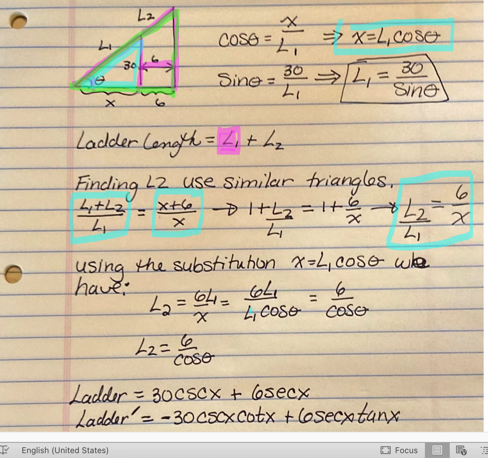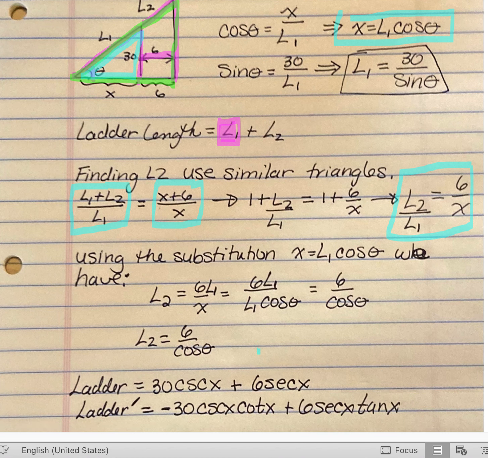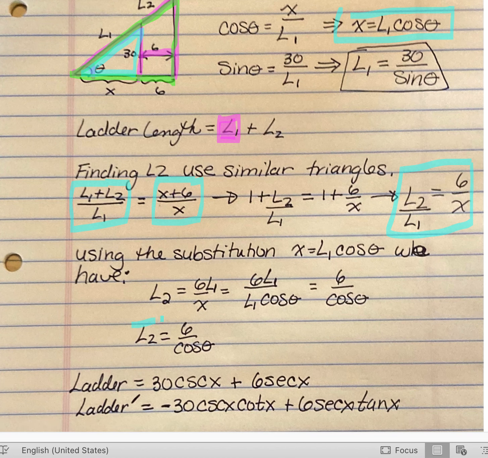And then here's where I made the substitution. 6 L1 over L1 cosine theta is equal to, and then I could cross off the two L1s, and so L2 becomes 6 over cosine theta. So I got my L2 in terms of theta now, which is 6 over cosine theta.